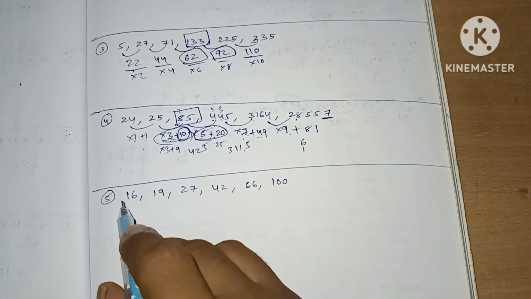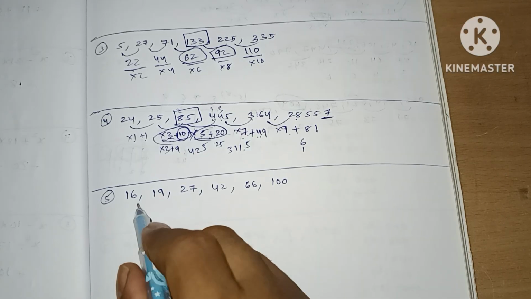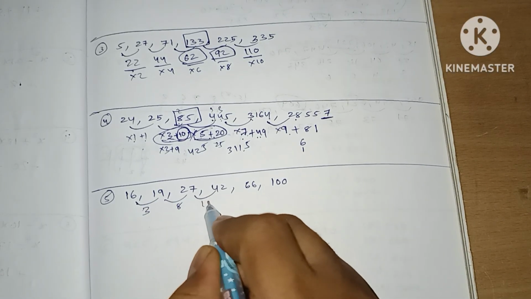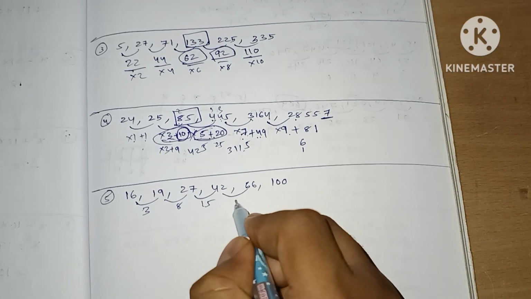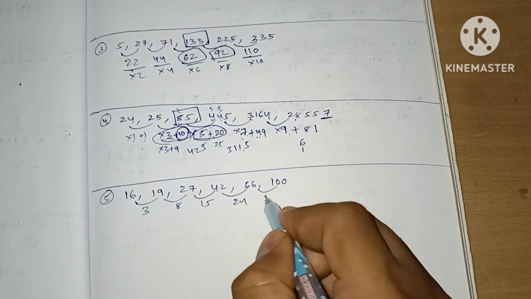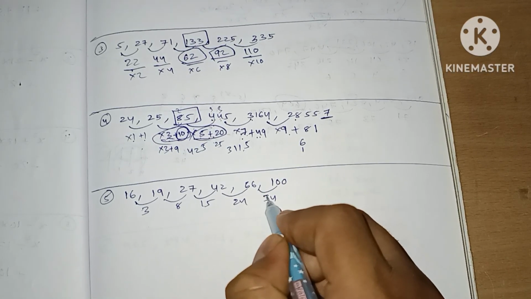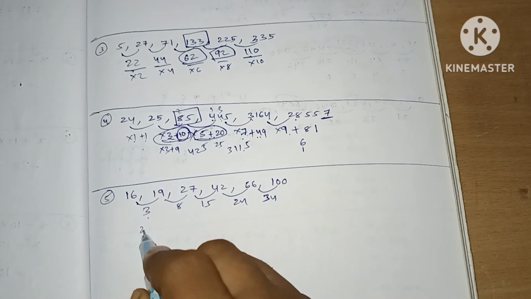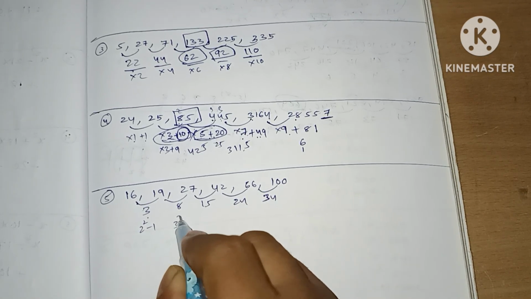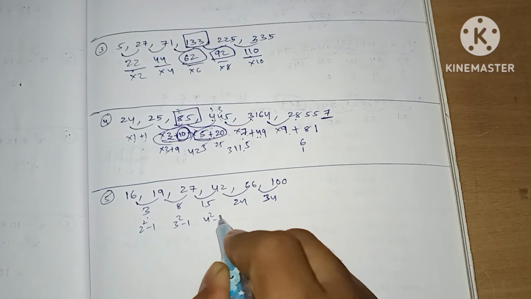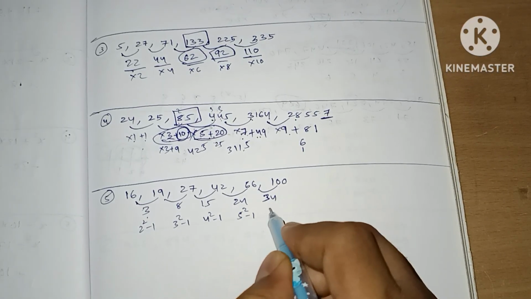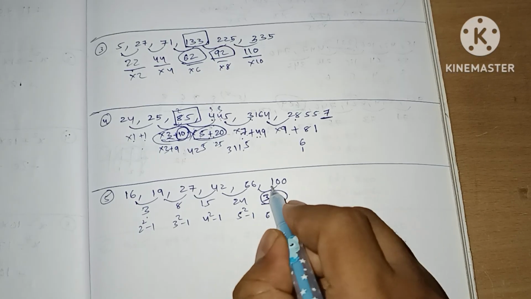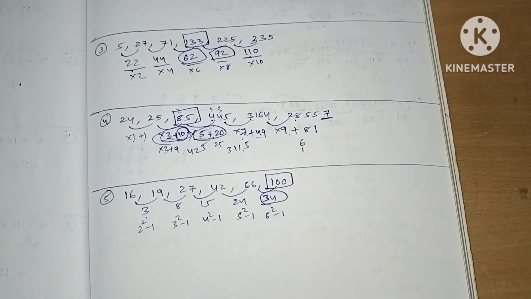Next, fifth question. Here the difference between these two is 3. Here 8, 15. The difference between these two is 24, and here 34. Let's see. I know this as 2 square minus 1, 3 square minus 1, 4 square minus 1, 5 square minus 1. This must be 6 square minus 1, which is 35, not 34. So the wrong number is 100.